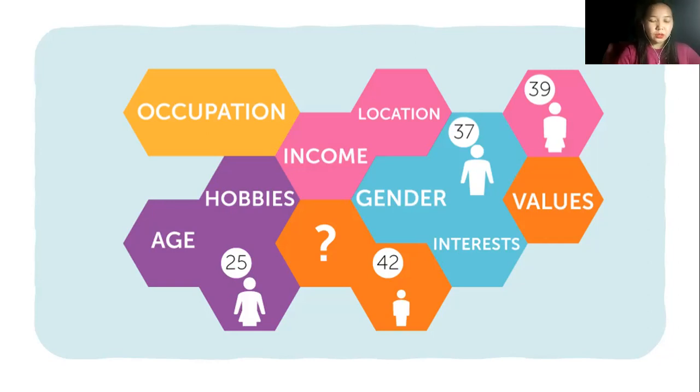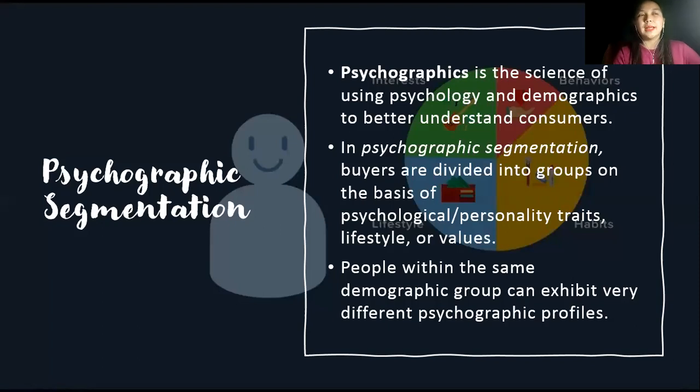Okay. So the third segmentation variable class is your psychographic segmentation. So sa psychographic segmentation, galing siya sa psychographics. Madalas yung mga estudyante ko nagkakamali dito kasi ang tanong ko, science of using psychology and demographics to better understand consumer, ang sagot nila, it's either psychographic segmentation or psychographic. Okay, so it should be psychographics. Parang statistics na meron S. Yun, so in psychographic segmentation, pinaghahalo kasi yung psychology and demographics, okay?